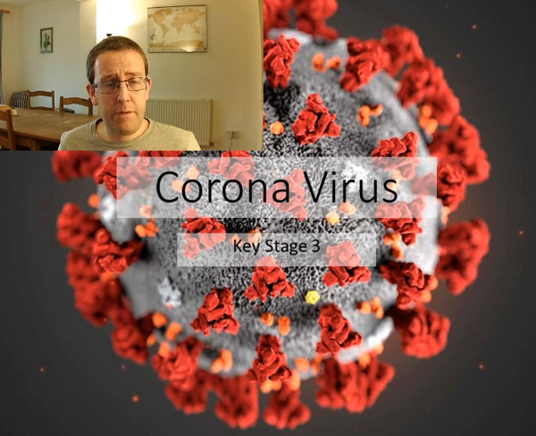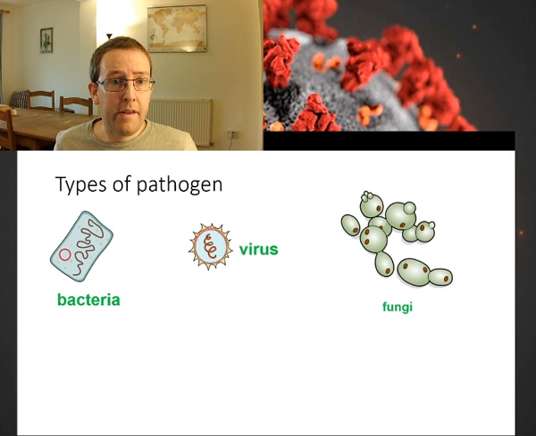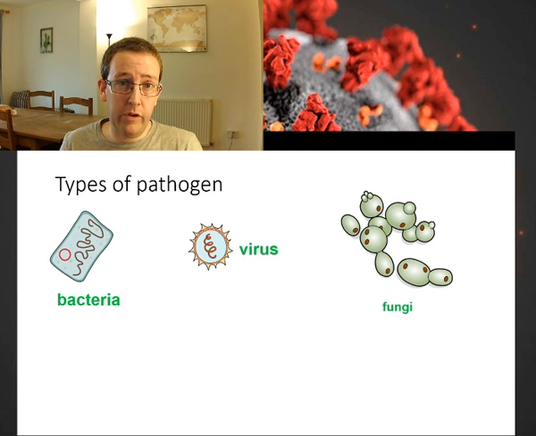So, first things first, let's start at the basics. What do we mean by a virus? There are three types of organisms that can do us harm, microorganisms that can do us harm. These are the so-called pathogens. You've got the bacteria, the virus and the fungi.